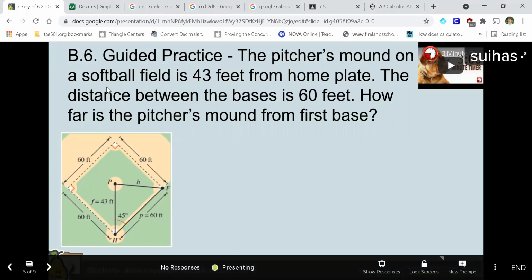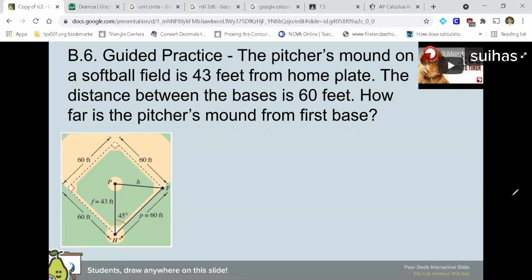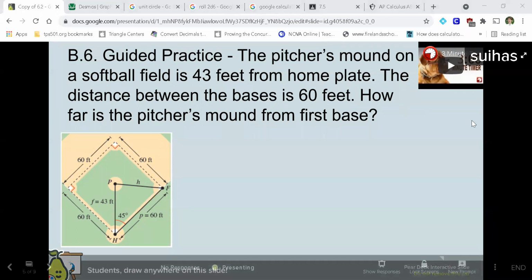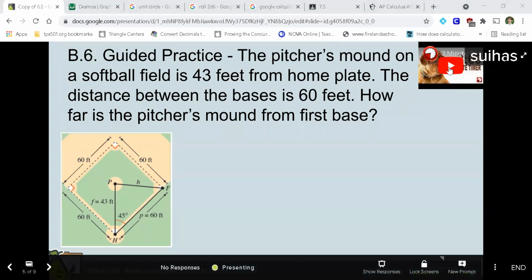Okay. Pitcher's mound on a softball field is 43 feet from home plate. Distance between the bases is 60 feet. This angle from the pitcher's mound to first base is 45 degrees. Find H. Oh, wait, this is easier. Oh, no. Whatever. We'll do it anyway. The other one was more work than this one. I've committed. We'll do it. Okay. So first thing you have to do is solve for H, and then actually you're done with the problem. But we'll talk about how to do the rest if we cared. 3 minutes on the clock.